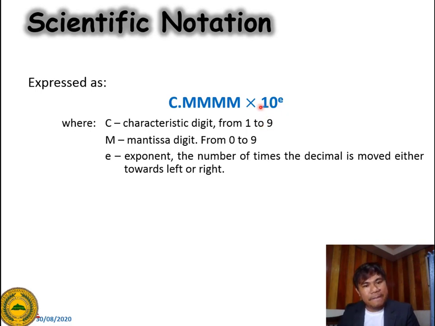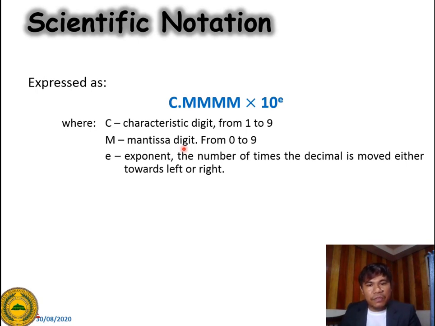But you have to remember that scientific notation is useful when we want to write large numbers or very, very small numbers easily. So you just have to remember this concept on how to write it.